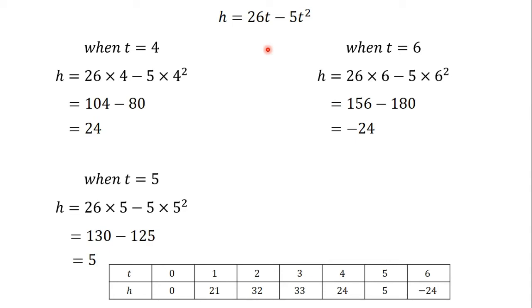Welcome back. We started solving this question in the previous video. We completed this table for the relation h is equal to 26t minus 5t squared. In this video, we are going to use the values of t and h in this table to draw the graph of the relation h is equal to 26t minus 5t squared on a graph sheet.